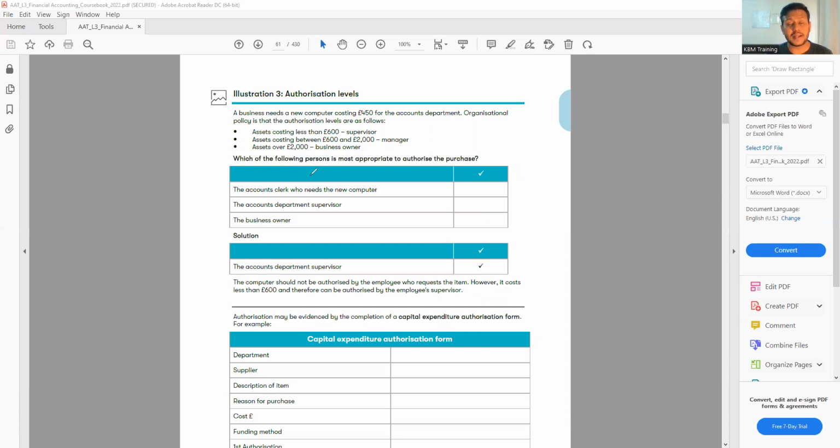So for example, if you'd like to buy something for £5,000, maybe you have to get the authorization from the finance director. And if you'd like to buy something and the amount is £50,000, maybe you have to get it signed by the directors.